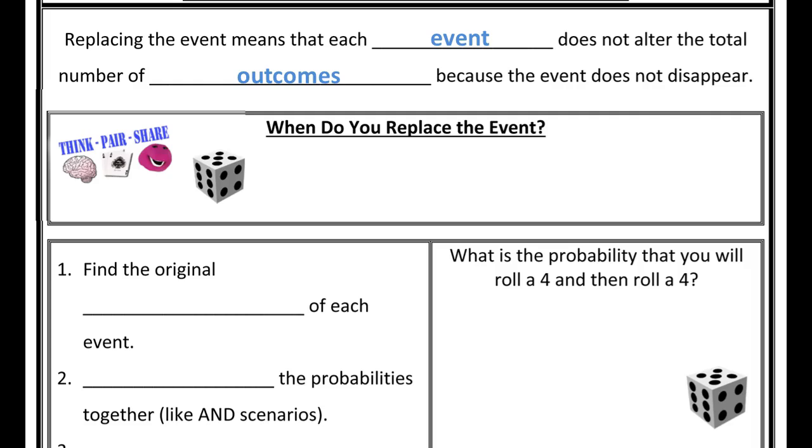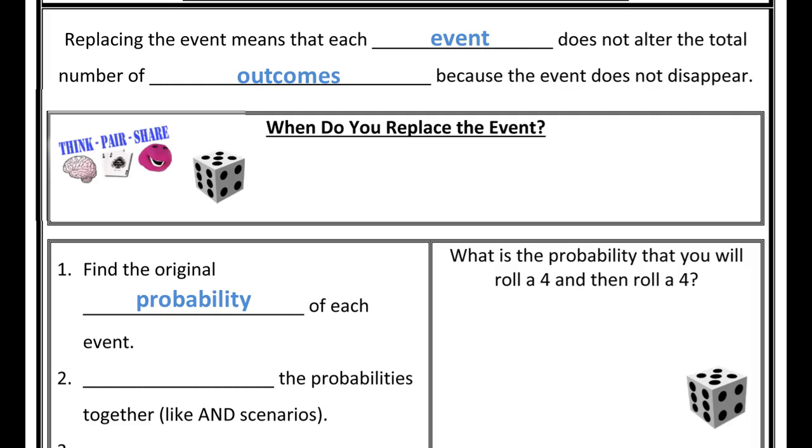In order to find the probability of multiple choices, we need to first find the original probabilities of each event. In this case, we're rolling a die. What's the probability that you'll roll a 4 and then roll another 4? We are replacing the event because when I roll a 4, that does not change the probability of rolling a 4 again. There's still 6 sides on the die. There's still one side that has a 4.